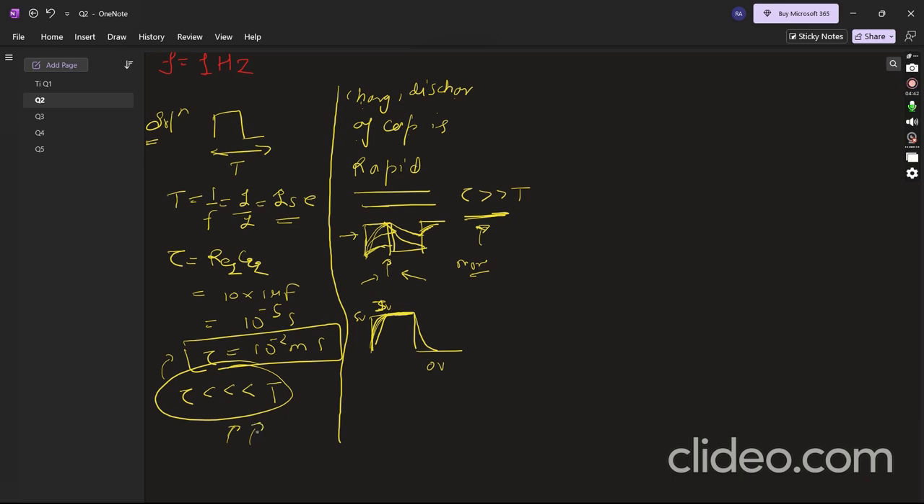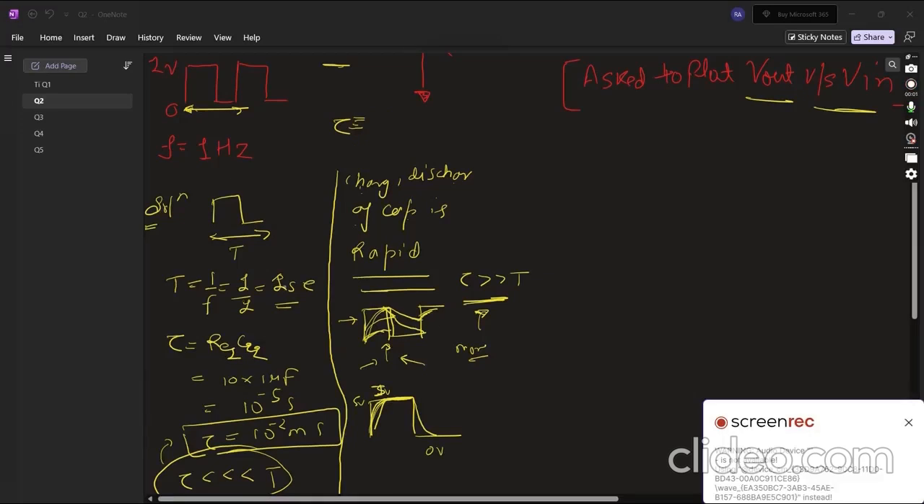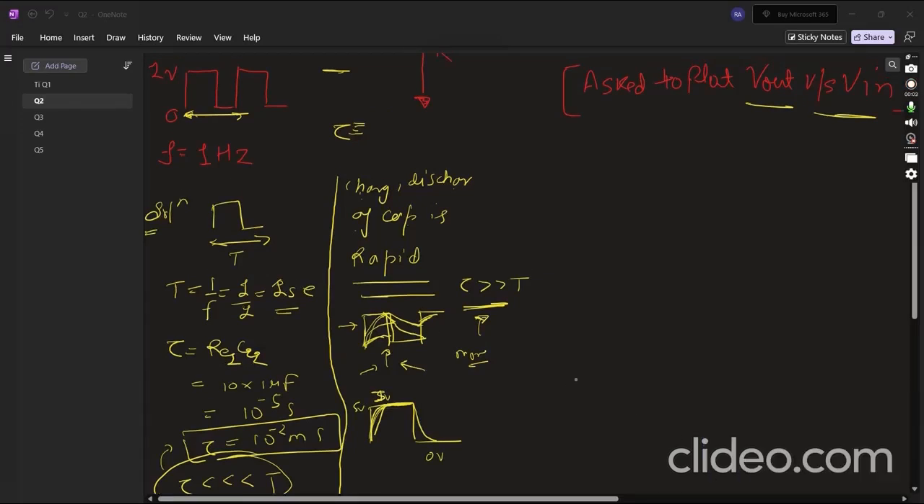So in this case the capacitor will charge up to 1 volt or 0 volt instantly. This is the meaning of tau less than T. Okay. Now we solve this question.